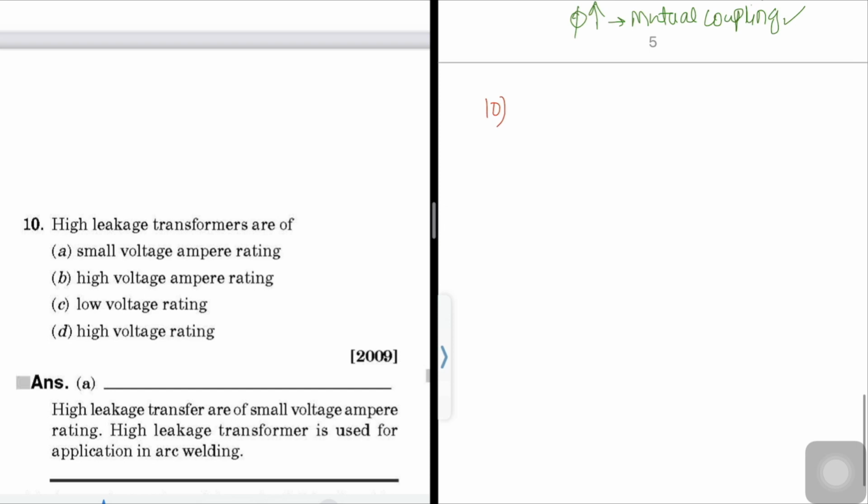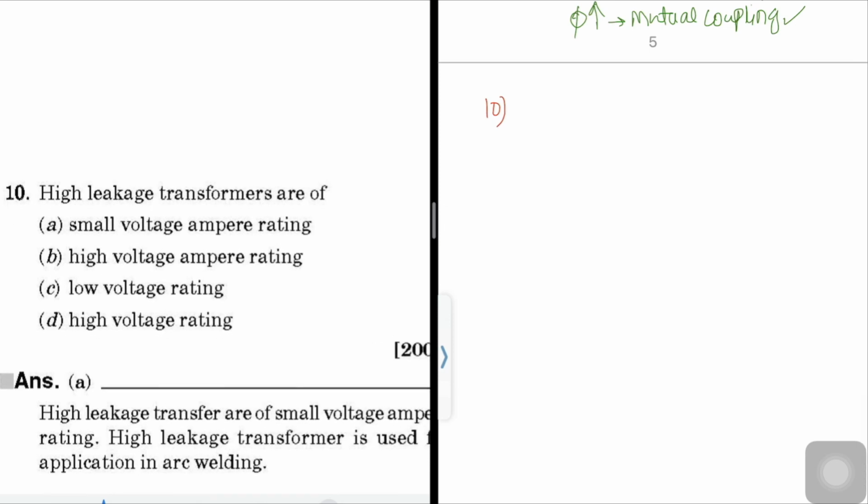Okay, question number 10. High leakage transformers are of which rating? This is also based on the mutual coupling concept. If the mutual coupling is not good, then there will be leakage. Because of the leakage flux, we can say there is less mutual coupling. So due to this, there will be leakage inductance, right?